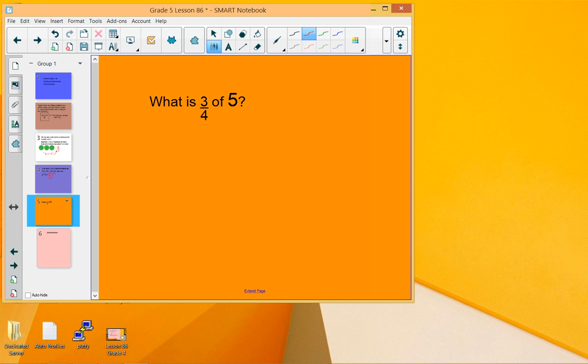What is 3/4 of 5? Well, we have our number 3/4. Of means multiply, so put times, and then 5, but we want to make it into a fraction. So we have 5 over 1, which is the same as 5. So now I can multiply. 3 times 5 is 15. 4 times 1 is 4. So I have 15/4. And then I would want to change that.